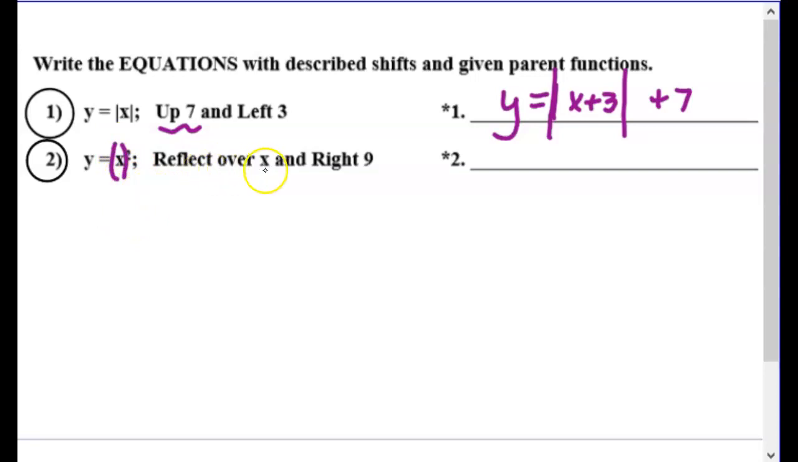Reflect over x. Now, x goes this way, so reflecting changes y values. So where does the negative go? Yeah, it's going to change the entire function. For a parabola, it actually doesn't matter, but it is going to be upside down. You could skip those parentheses and it's the same thing. Right 9 though, where's right 9? In the parentheses, so you do need parentheses, I lied. Right 9 is minus.